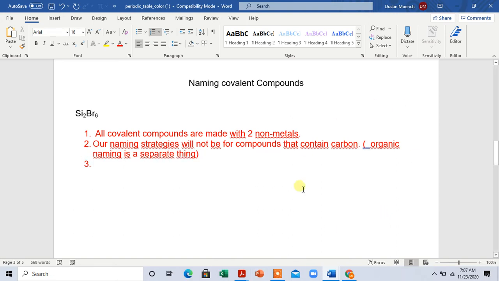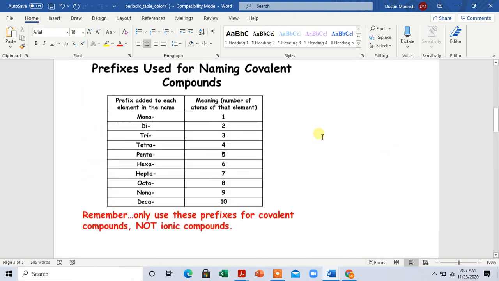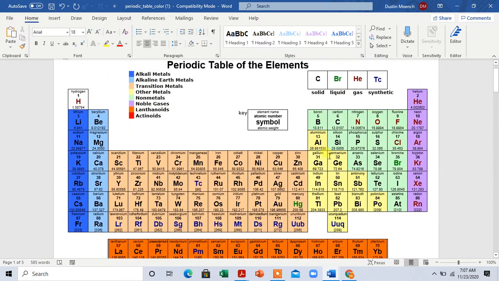Okay, number three. We are going to look up the first element in the compound on the periodic table and find its name. So, in this case, our first compound, Si, I'm looking it up, and it's going to be easier to find because I know it's going to be over here. And Si is silicon.